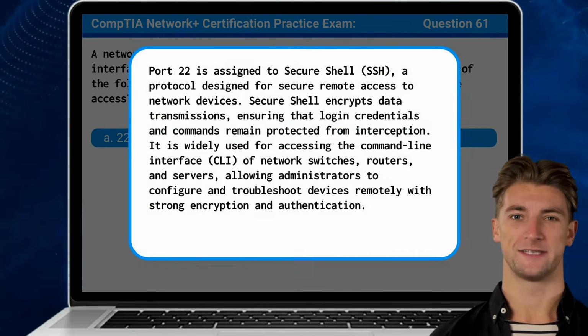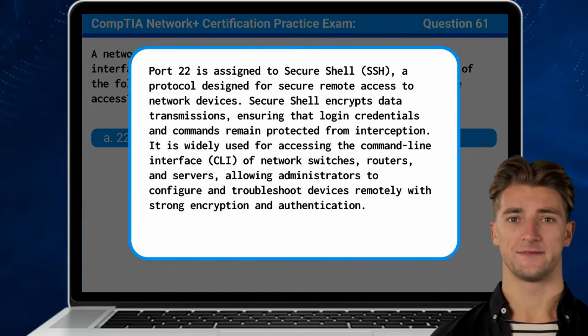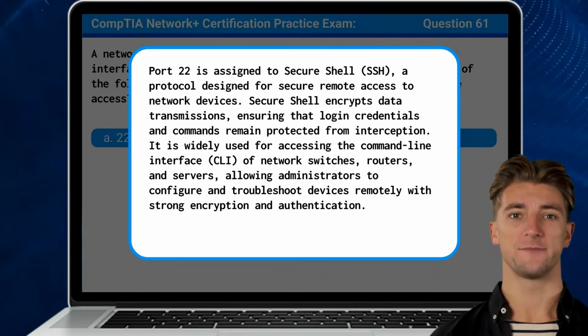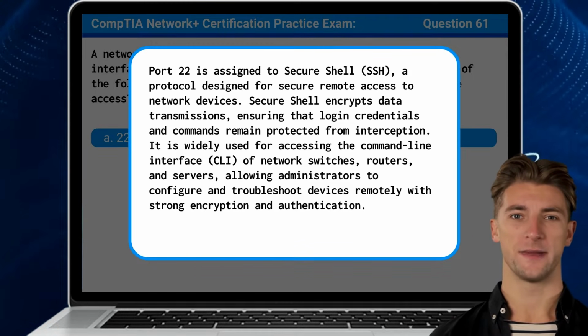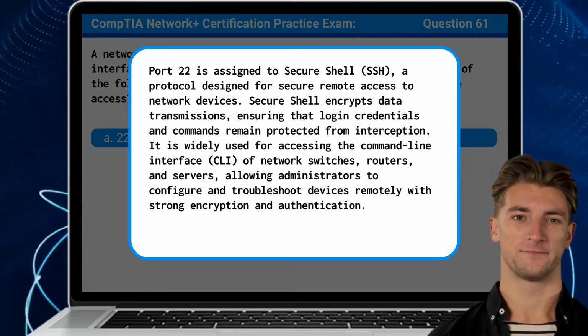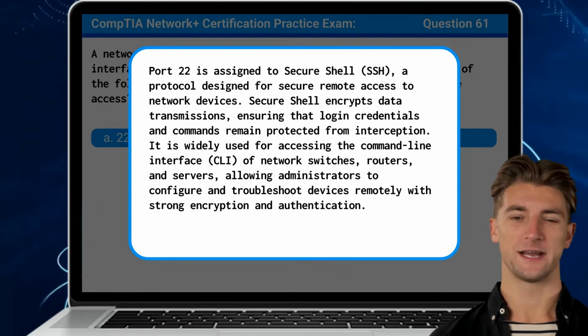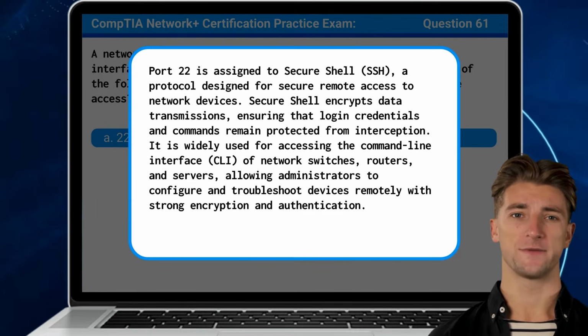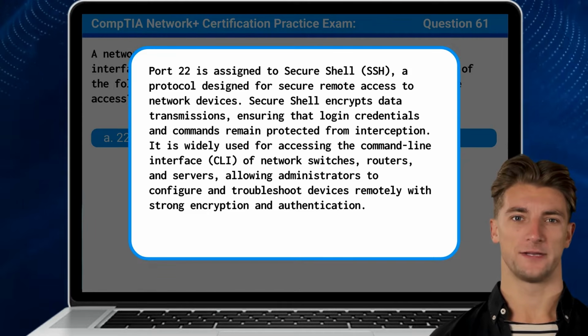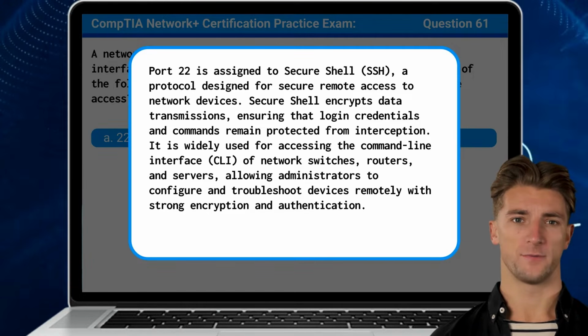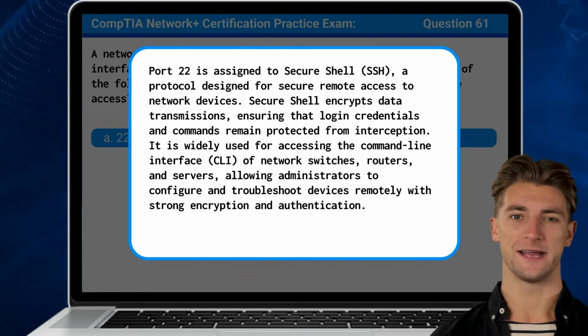Port 22 is assigned to Secure Shell, a protocol designed for secure remote access to network devices. Secure Shell encrypts data transmissions, ensuring that login credentials and commands remain protected from interception. It is widely used for accessing the command line interface of network switches, routers, and servers, allowing administrators to configure and troubleshoot devices remotely with strong encryption and authentication.